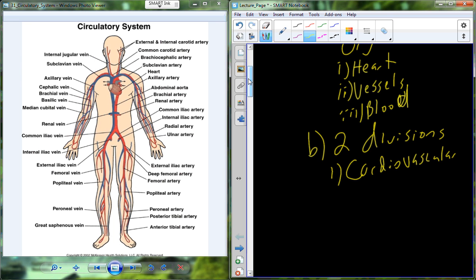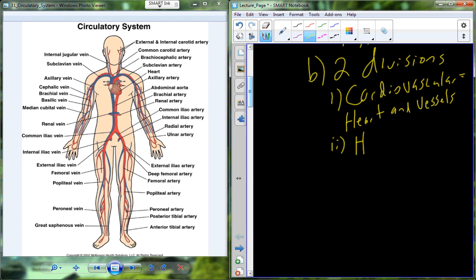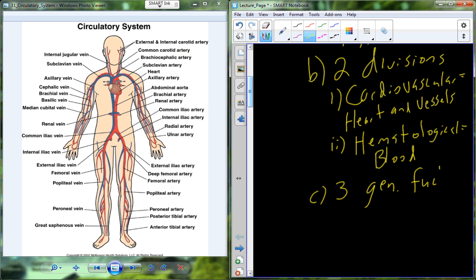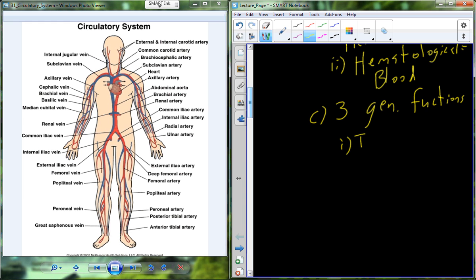What this division is comprised of is the cardiovascular, so the heart, and the vascular, or the vessels. So that's one of our divisions, and then there is a second division making up the circulatory system, and this is going to be the hematological division, which is going to comprise the tissue known as blood. Okay, so our circulatory system is going to provide three general functions. And those three general functions, one is going to be transport.